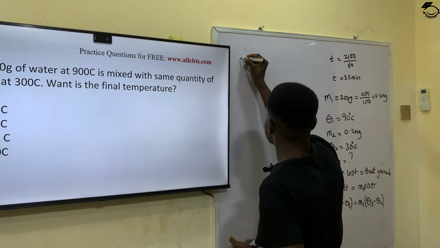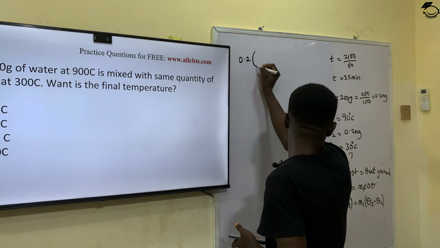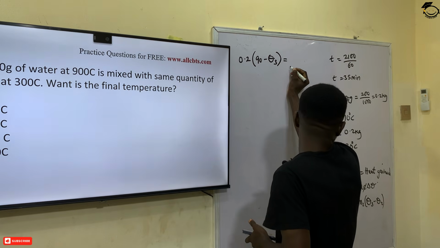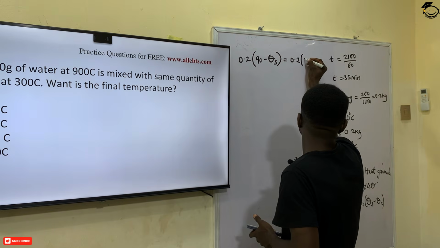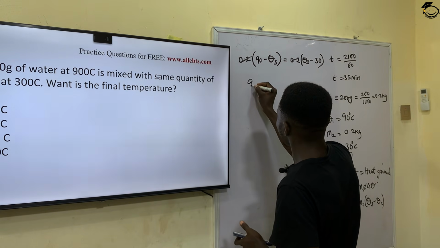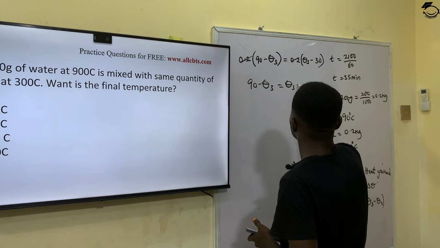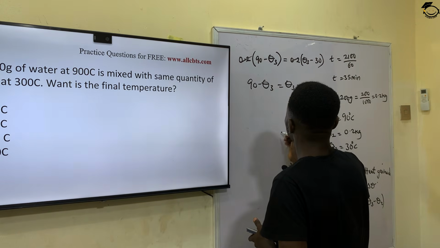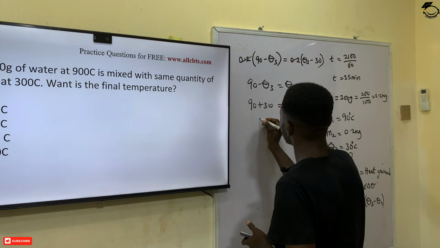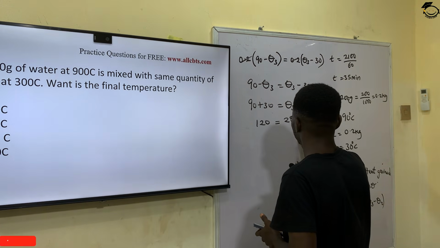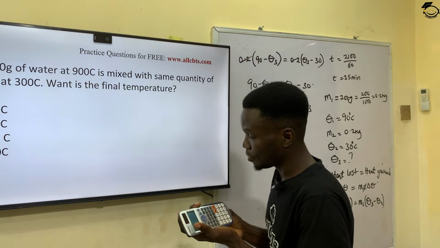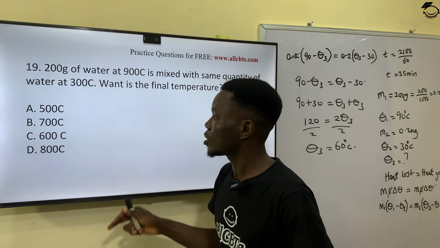So my mass here is 0.2 in brackets, θ1 there is going to be 90 minus θ3 is equal to 0.2 in brackets θ3 minus 30. Now 0.2 is on both sides, so they can cancel out. So I have 90 minus θ3 equals θ3 minus 30. If I collect like terms, I'll have 90 plus 30 equals θ3 plus θ3. So this will give me 120 equals 2θ3. Divide both sides by 2, it means my θ3 is equal to 60 degrees Celsius. It means that the final temperature of the mixture is 60 degrees Celsius, which is option C.